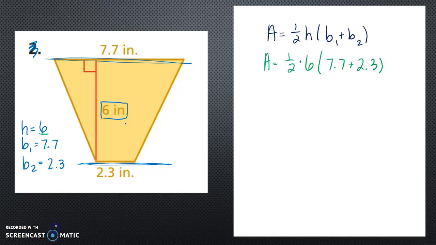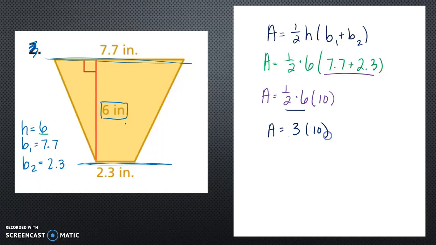So we need to do what's in parentheses first. So we're going to copy down what we don't use. Area equals 1/2 times 6. And then in parentheses, when we find the sum of those two bases, we get 10. So our decimals go away, which is nice for us. Then we've got half of 6. So we have area equals 3 times our 10. Now our last step is just to multiply those two together. So we get 30, and our label is inches. It's going to be inches squared.